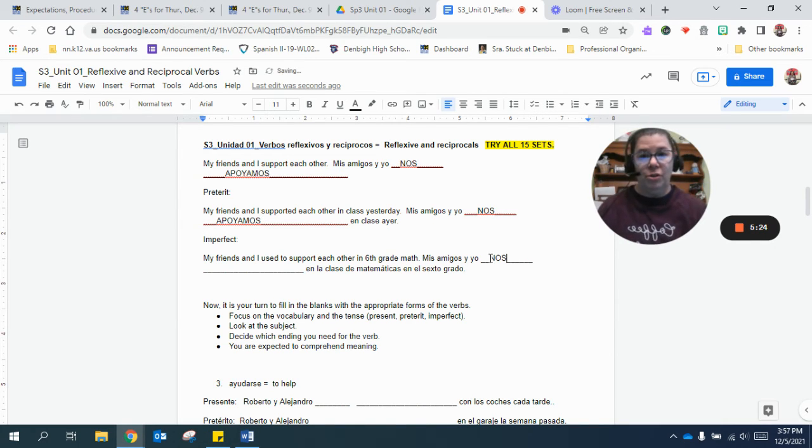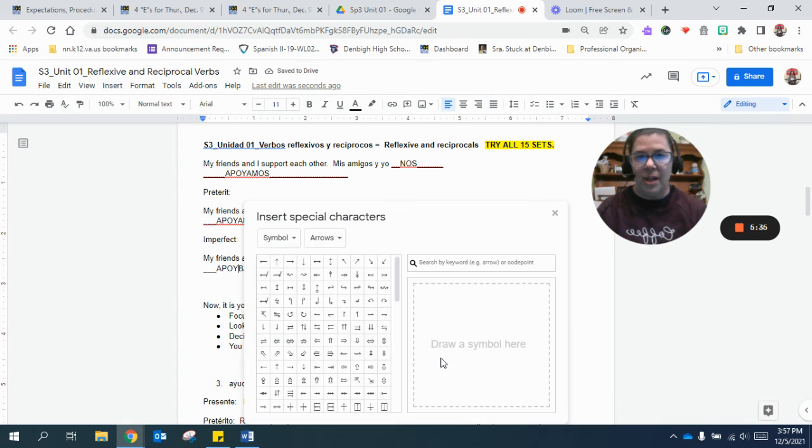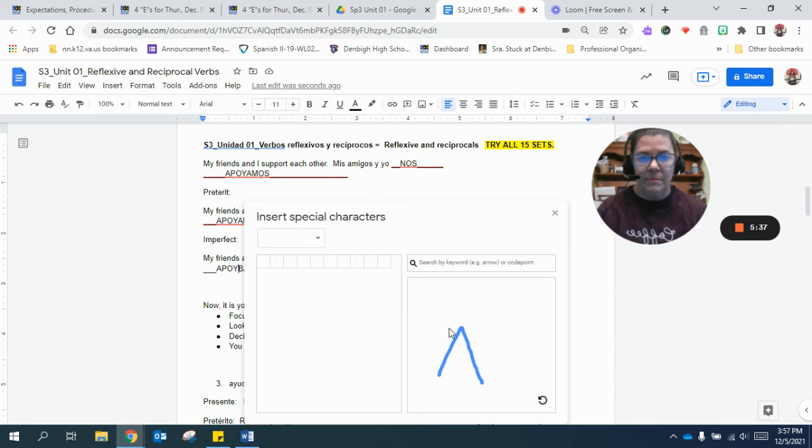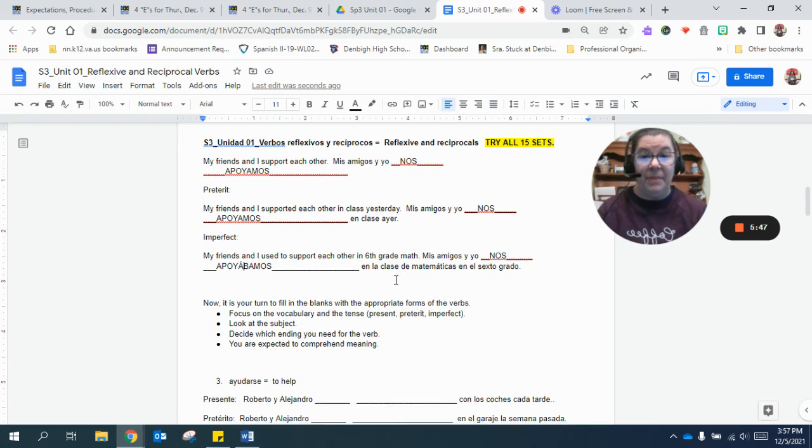Again, you put in the nos. Apoyábamos. Oh, I'm stuck. How do I get that accent in there? Backspace, insert, special character. There you go. You can do lowercase too. Also, I put in the assignment some diacritical marks for you to copy and paste.